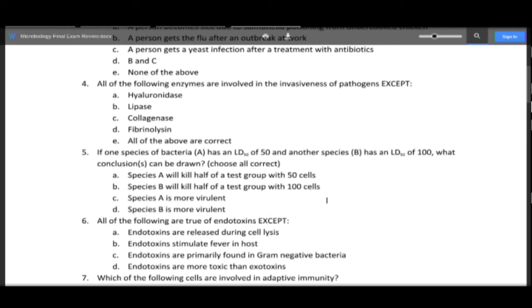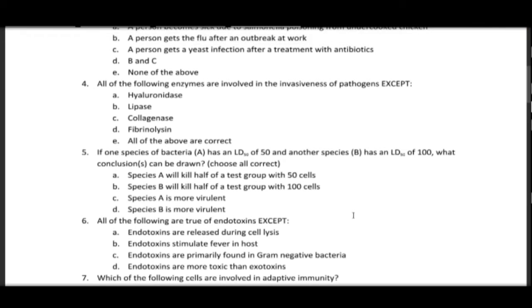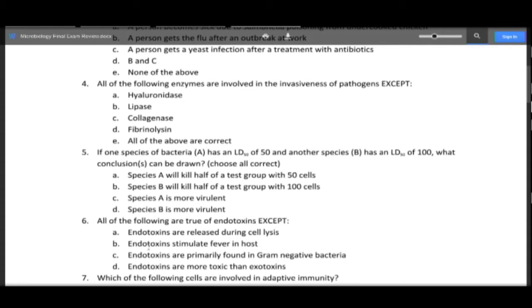Question 6 says, all the following are true of endotoxins except. So we're looking for that exception. We're only given answers, so we don't have none of the above or all of the above to look at. So we're trying to find which one would not be true.